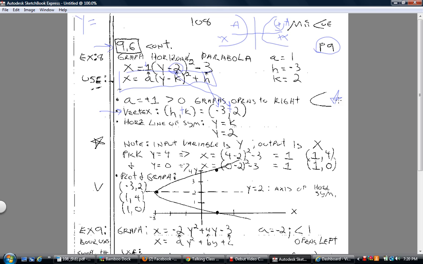Now, they talk about line of symmetry. If you're going to graph this, you plot the vertex, -3 comma 2. It's a horizontal parabola, so you have a horizontal line going through for the line of symmetry. What axis does it cross? Here's the y-axis, it crosses it right here at 2, so y equals 2. Everything's backwards from doing vertical graphs.